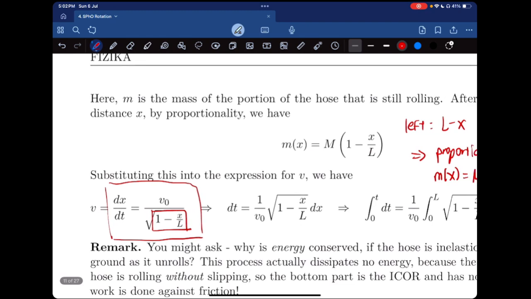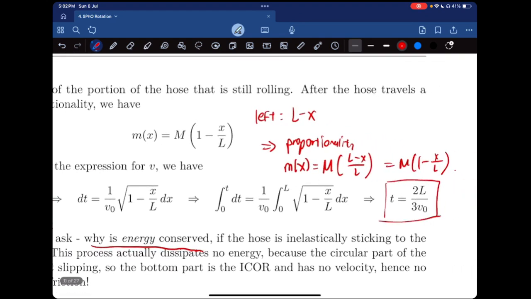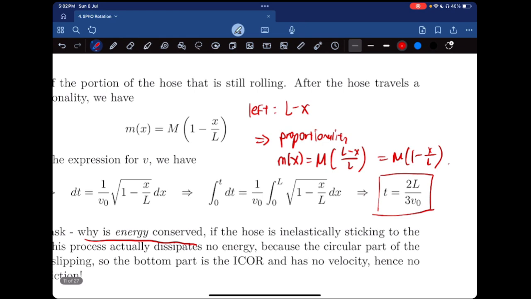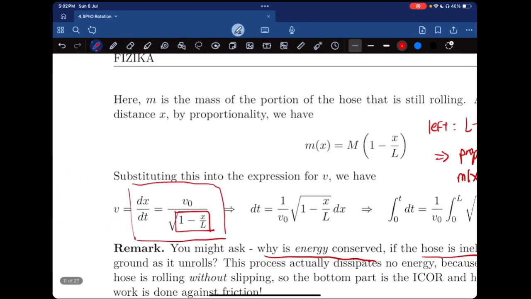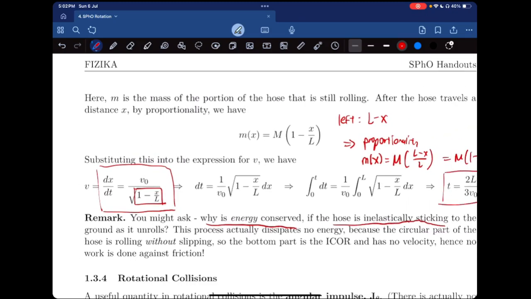Now, some of you might wonder, why are we taking energy to be conserved? Why not take any other quantity to be conserved? Why not linear momentum or something? The reason is, even though it might seem weird because the hose is inelastically sticking to the floor, right? And when you have an inelastic collision, you know that energy is not conserved. So it might be weird to say that energy is conserved for the hose as it unrolls.